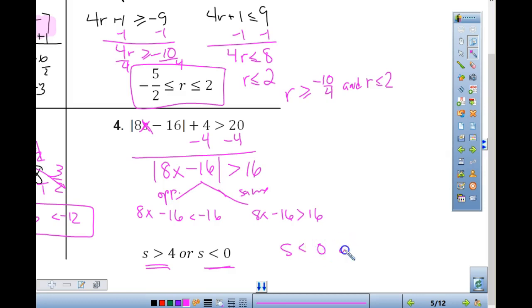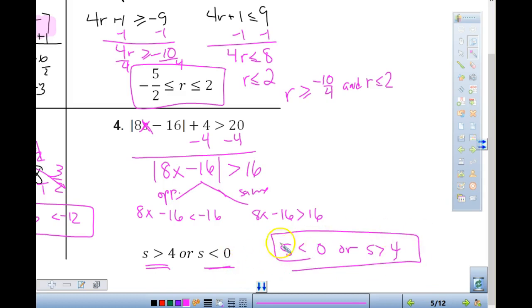What if you wrote it just the opposite? You said s is less than 0 or s is greater than 4. Same thing, right? I just want you to make sure it's not different if you put one of them first, okay? But you can't write this as an and because there's nothing in between 0 and 4 that are equal.